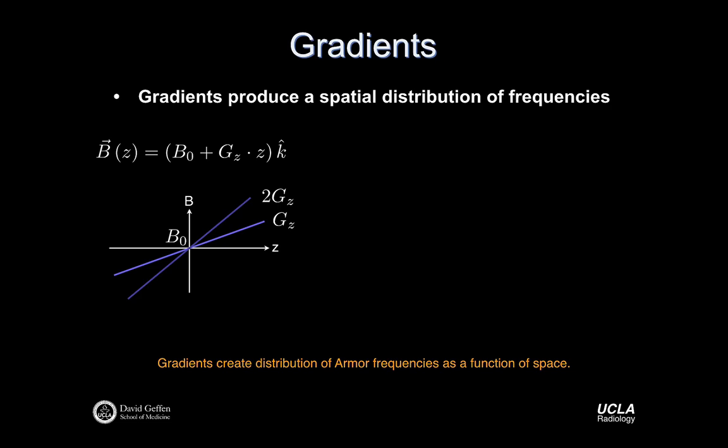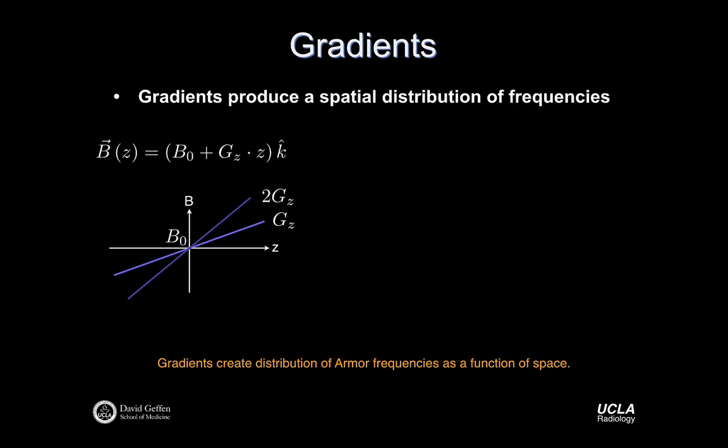So we should recognize this already, right? Gradients produce a spatial distribution of frequencies. And so this is what the spatial distribution of the field looks like. We have B0 plus the gradient dotted with position. So as we look along the z position, we have an increasing magnetic field strength.